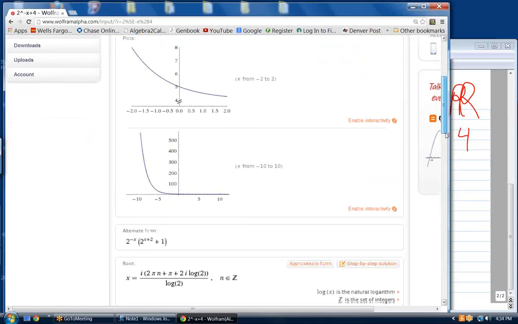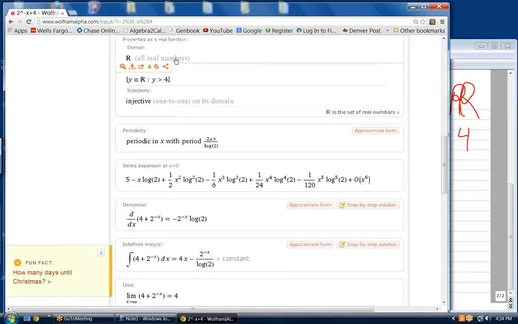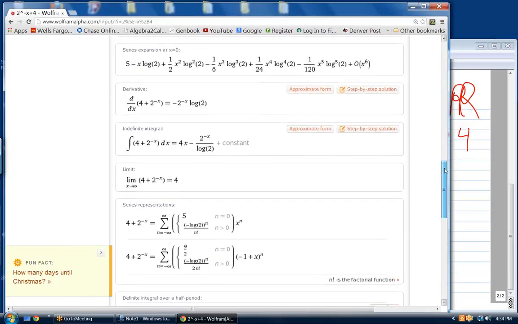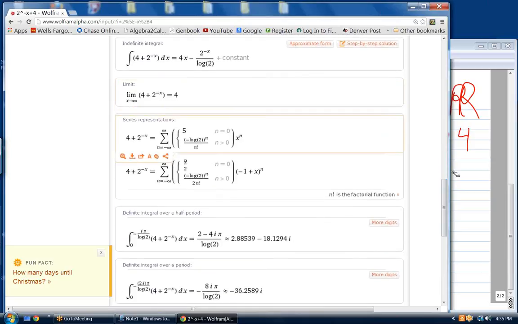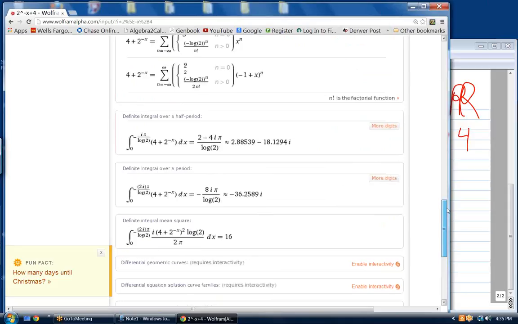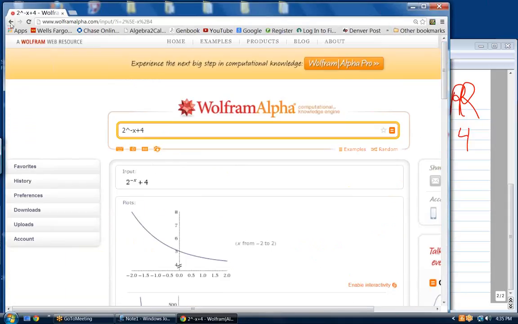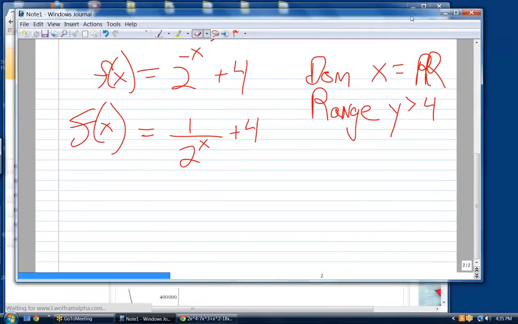Let's see what else good stuff they give us here. They give us domain, all reals, y greater than 4. They give us the first derivative, they give us the integral, they give us the limit as x goes to infinity. This Wolfram Alpha is the nuts, I'm telling you. All right. X and y intercepts. They wanted that on this.